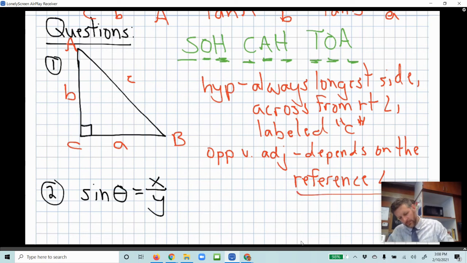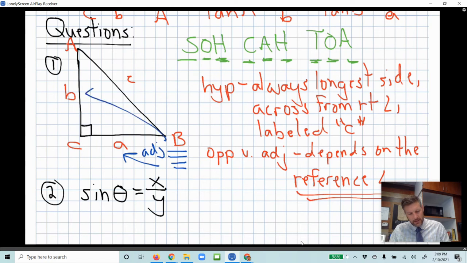Okay, it depends on the reference angle. And that's what I mean by, if I look at the triangle here, how do I know whether A or B is my adjacent or opposite? The key is, well, where am I looking from? If I'm talking about the sine, cosine, or tangent of B, well, then that makes A my adjacent, and it makes my B the opposite.